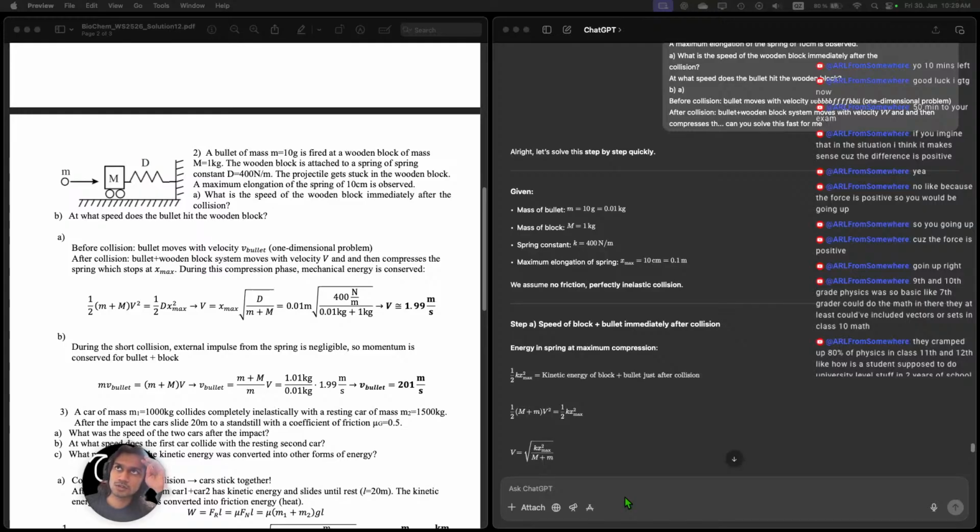During the short collision, external impulse from the spring is negligible, so momentum is conserved for the bullet plus block. So mass of the bullet times velocity of the bullet equals mass of the block plus mass of the bullet times initial velocity of the whole block.